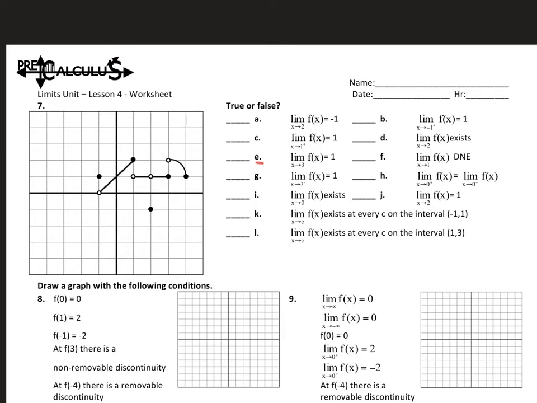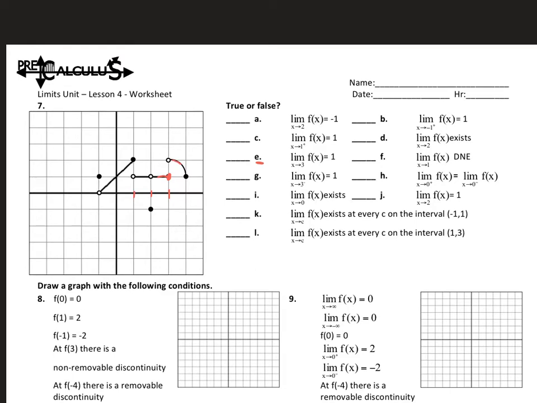I'm looking at x as x approaches 3. Since there's nothing over here saying plus or minus, that means I want to look at 3 and how it's approached from either side. So first, let's find x equals 3. There's 1, 2, 3. We can see that from the left, it approaches 1. From the right, it approaches 2.